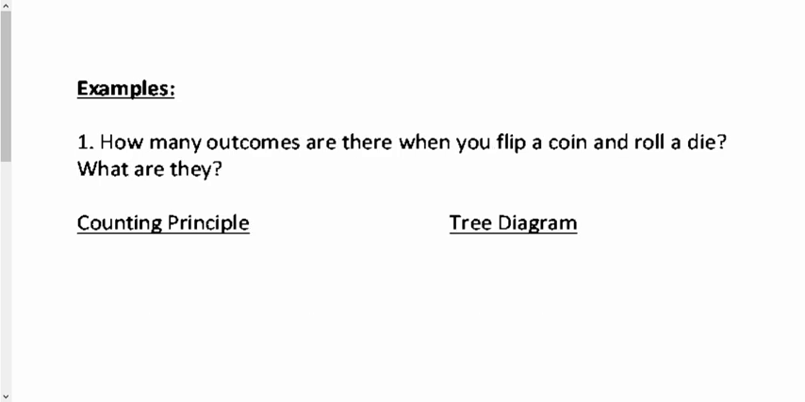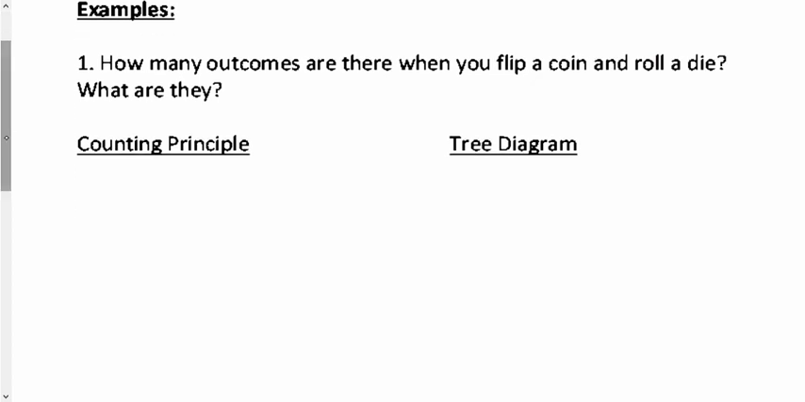So the first thing we're going to look at is this idea of flipping a coin and rolling a die. I chose these two because these are some very simple examples that most people understand just fine. Now, the counting principle is very easy to do. How many possibilities are there when we flip a coin? How many possible outcomes are there? There's two.